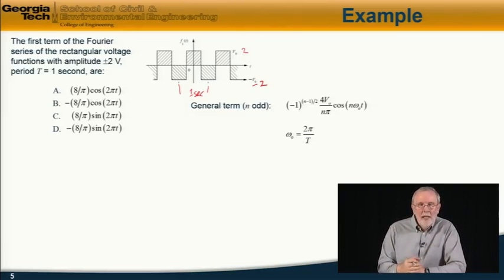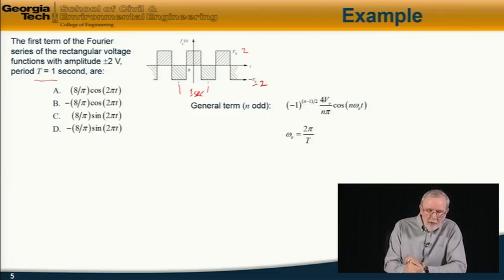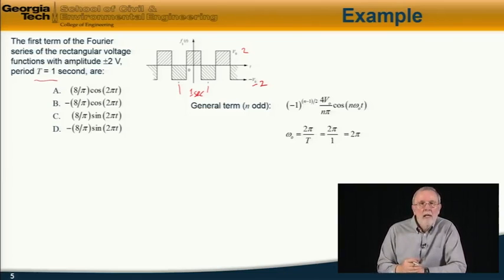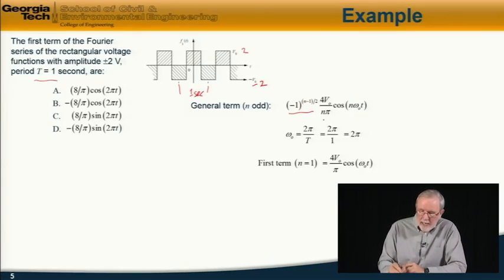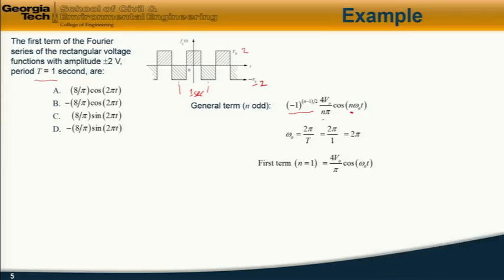So in this case, we're only asked to evaluate the first term. So first we can compute the angular frequency, omega 0, which is 2 pi over T. And in this case, the period T is 1 second, therefore omega 0 is equal to 2 pi. So the first term then, putting n equal to 1, we have minus 1 raised to the 1 minus 1 is 0, so minus 1, any number raised to 0 is 1, times 4 V0 over n pi, and n is equal to 1, cosine n omega 0 t, and omega 0 is equal to 2 pi. So combining those together, we find that the first term is equal to 8 over pi cosine 2 pi t, and the answer is A.